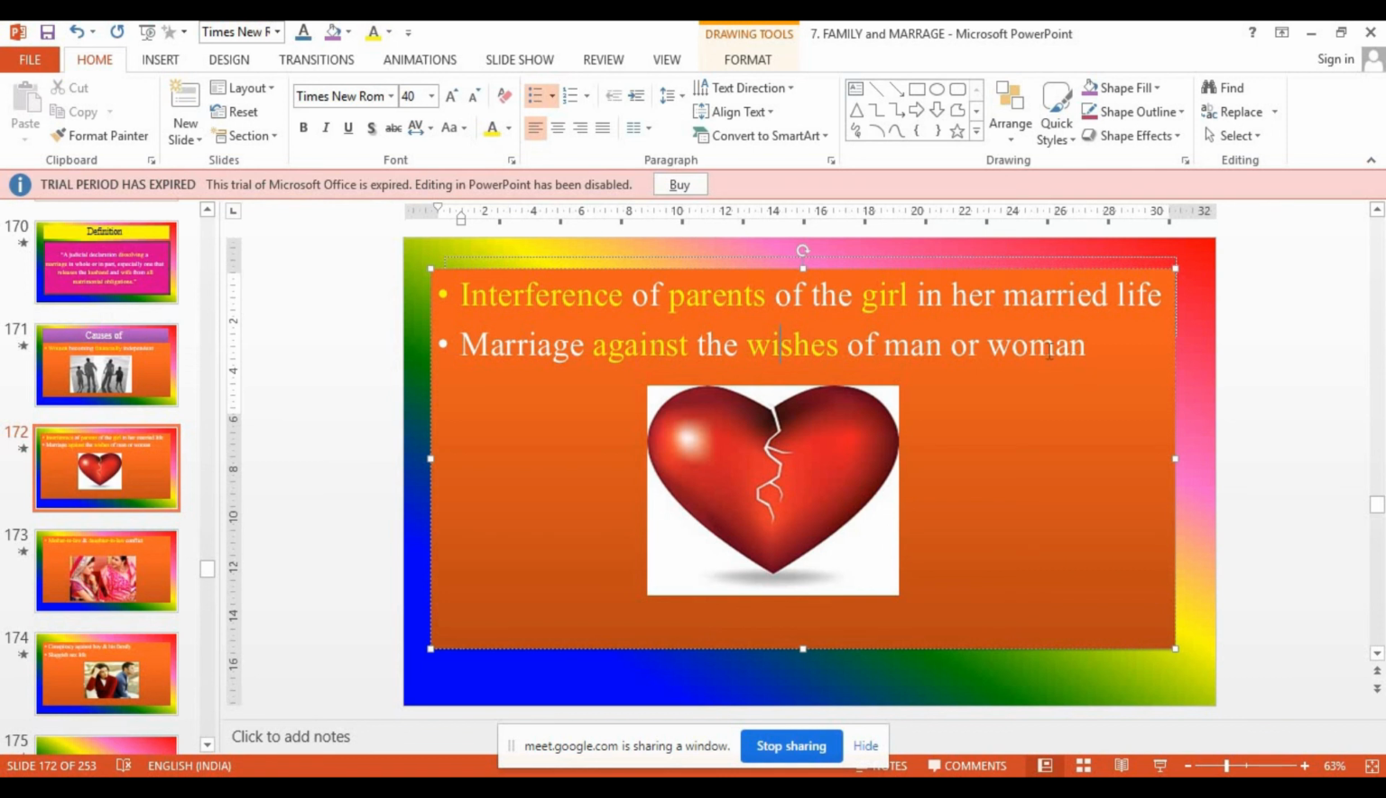But the woman does not like that. But with parents' pressure, she got married. This type of marriage, maximum of these marriages, ended with crisis and divorce.